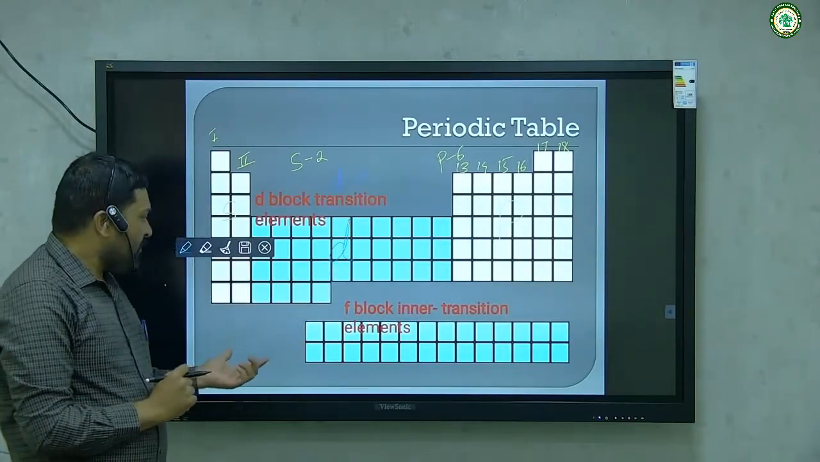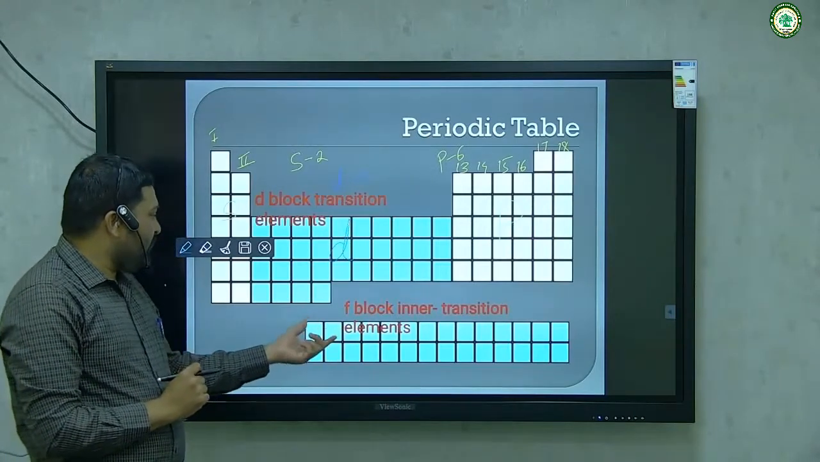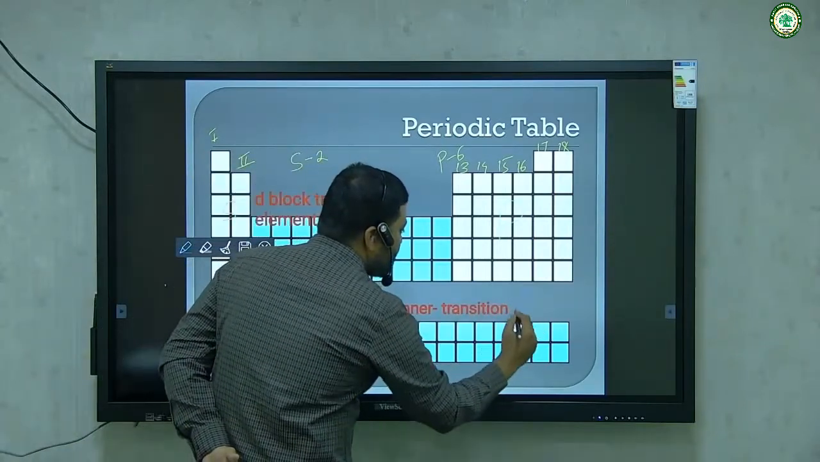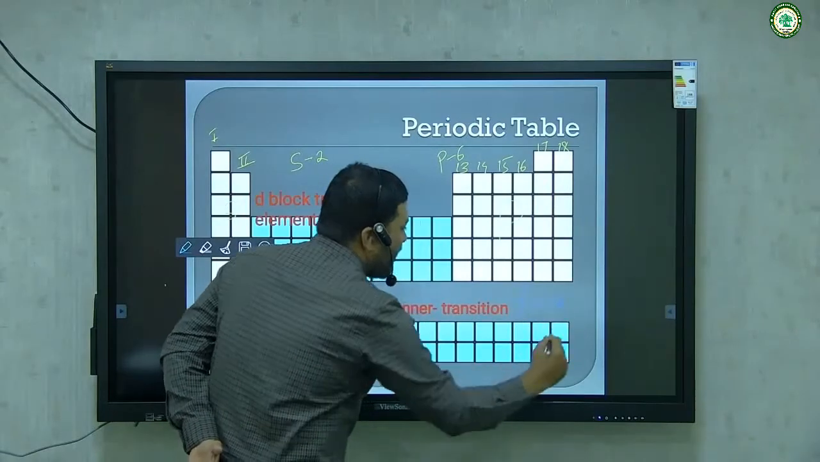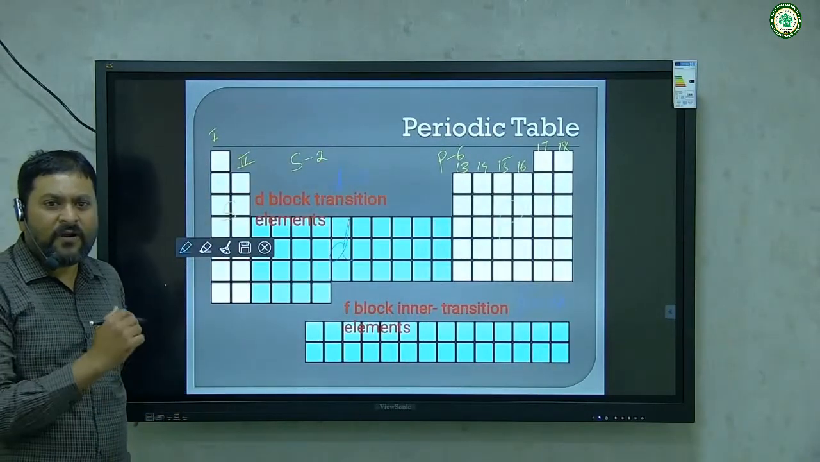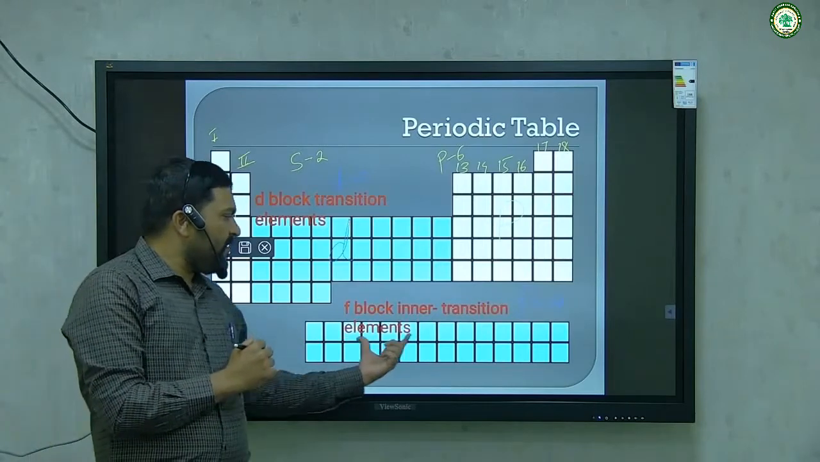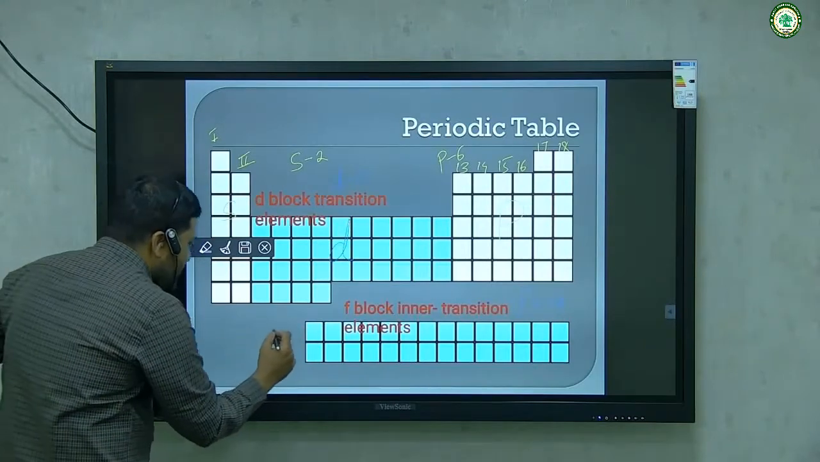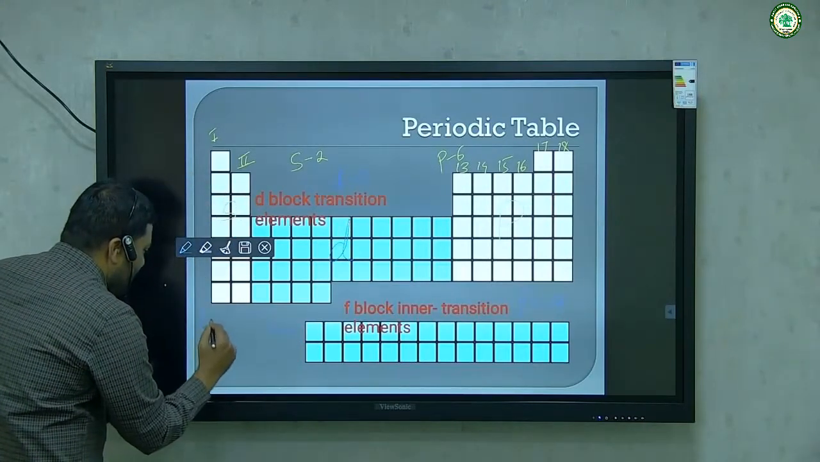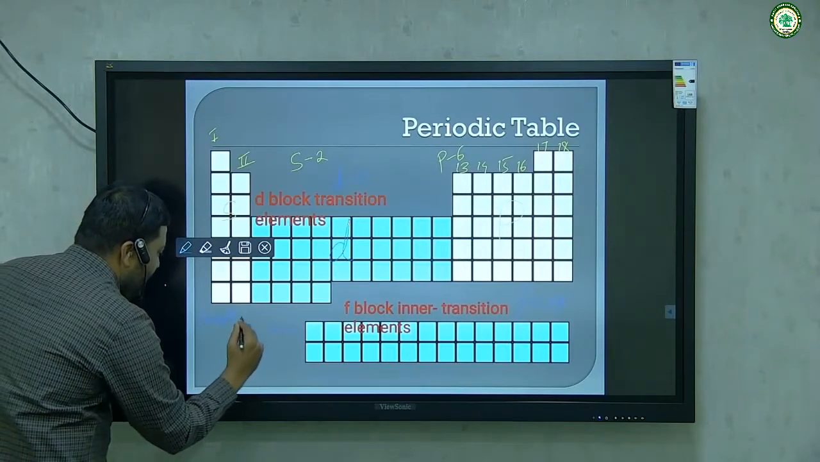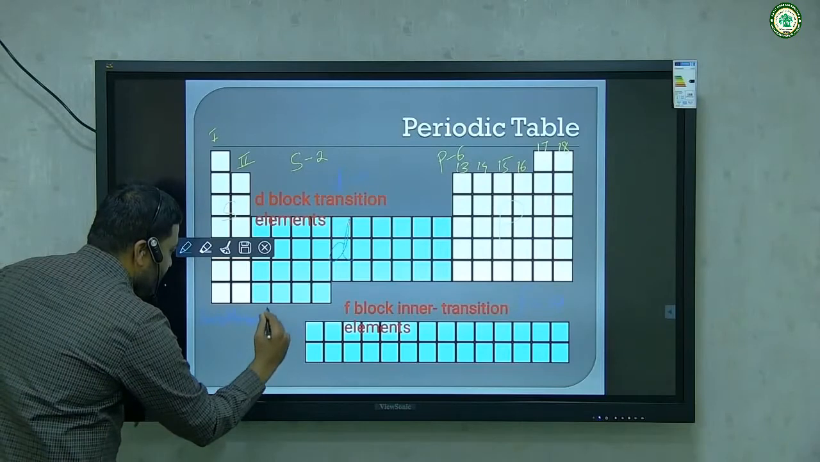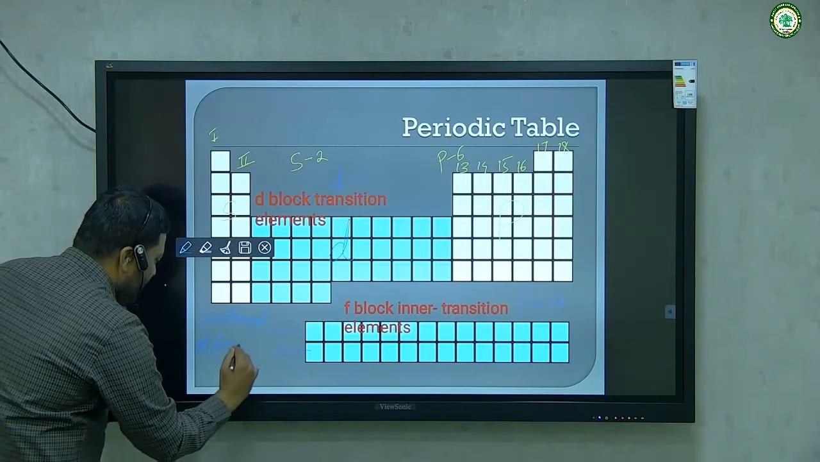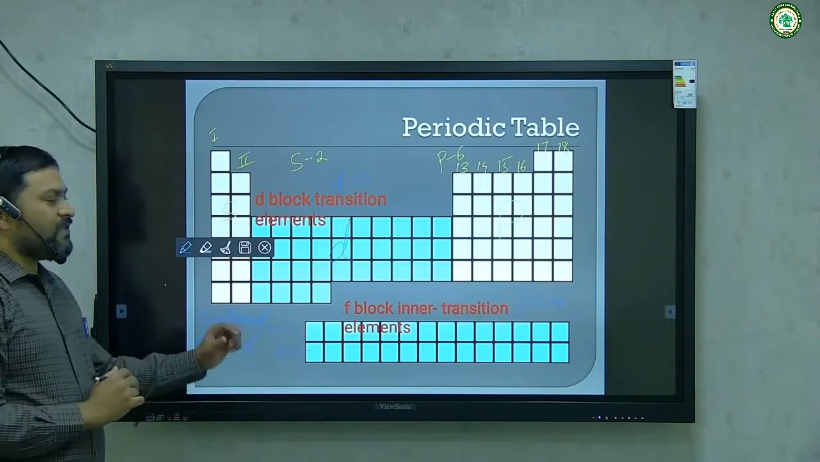After that, one more block is there, which is called F block elements. Here the capacity of F subshell for filling of electrons is 14, and because of that reason the F block elements are present in two series. The first series is known as lanthanoid series and the second series is the actinoid series. These two series.